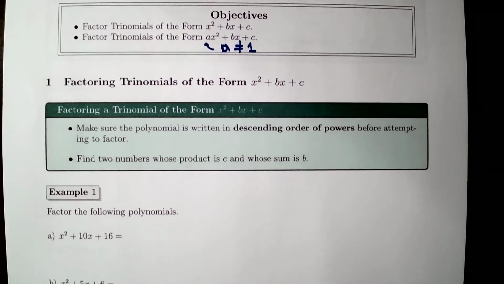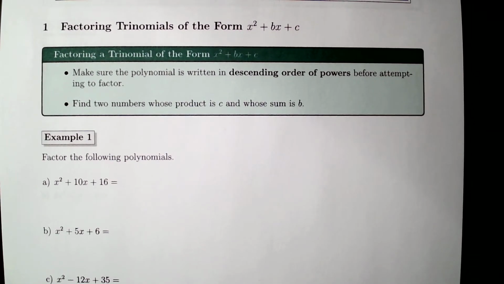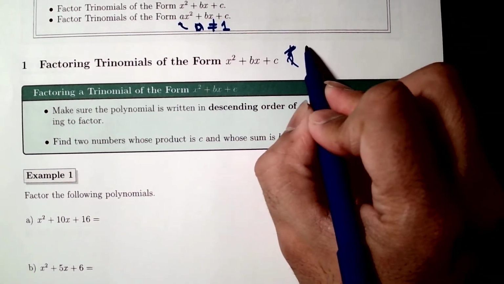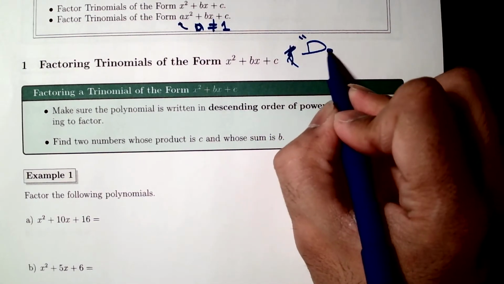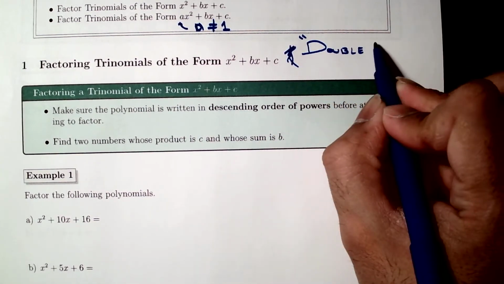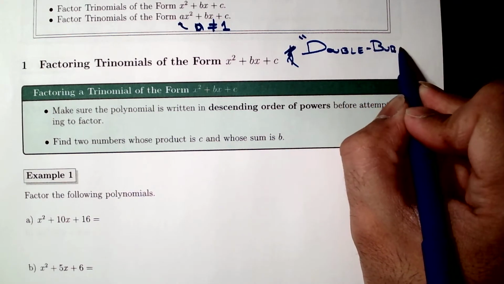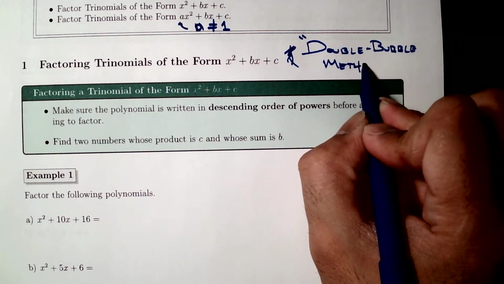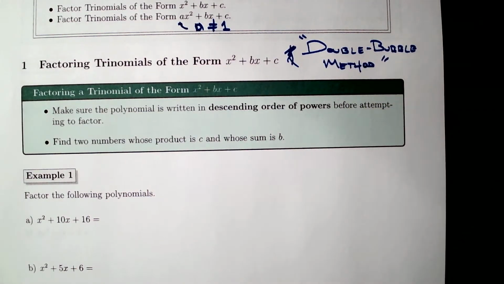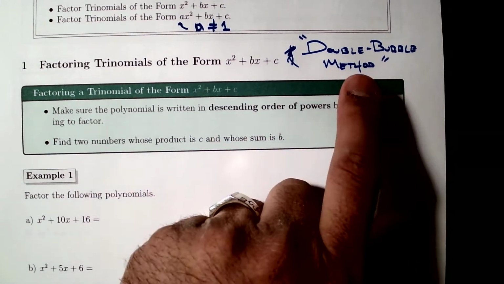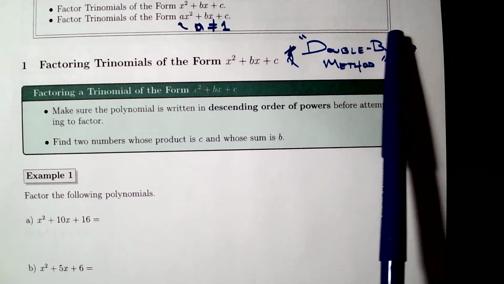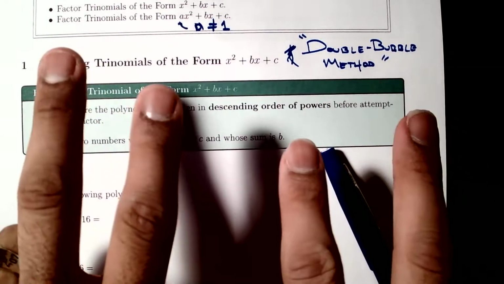So let's start with the easiest case, factoring trinomials of the form x squared plus bx plus c. I like calling this the double bubble method. That's how we call it. Why do we do that? Well, because we are going to factor the trinomial, we're going to turn it into essentially a double bubble.